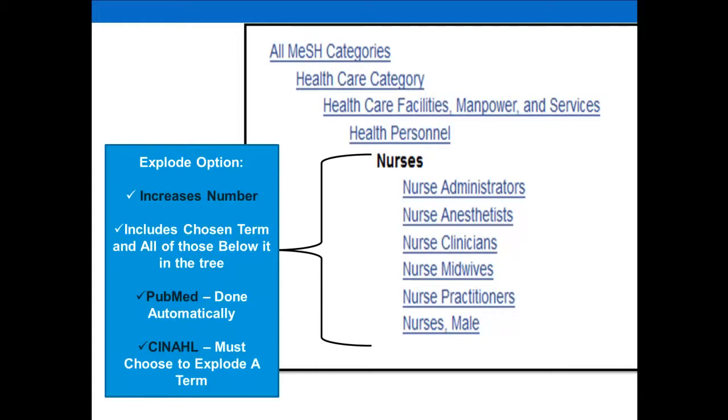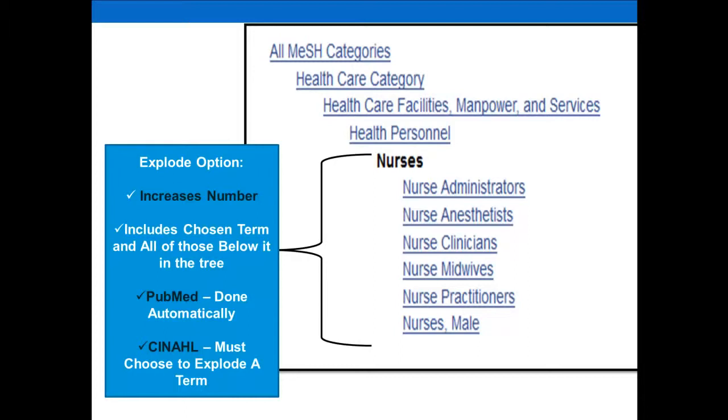PubMed is going to automatically explode. You'll have to go into the MeSH entry terms and go into the record and tell it not to explode, which I show you how to do in a video in the PubMed tutorial. So if you don't want it to do it, you have to tell it to stop. If you do nothing, it'll not only search for nurses, but it will search for everything, which will give you a broader search. In CINAHL, it won't do that.